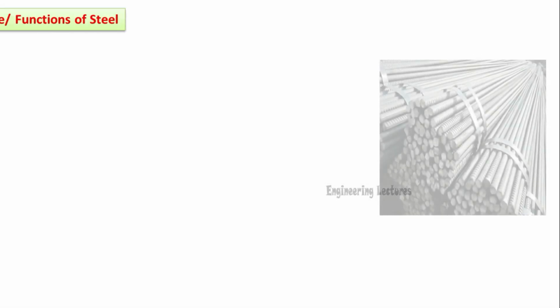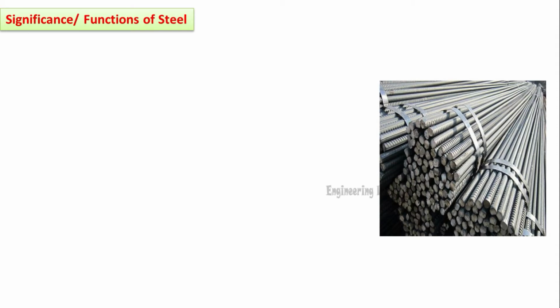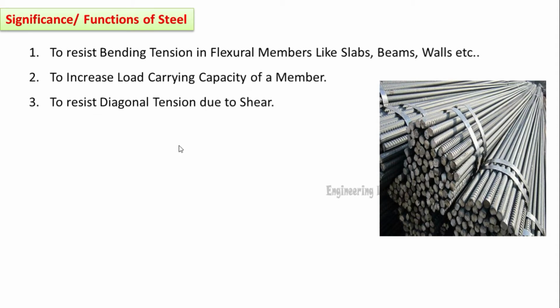Now let's see the significance or functions of steel. First, to resist the bending tension in flexural members like slabs, beams, walls, etc., we provide the reinforcement. Second is to increase the load carrying capacity of a member. Load carrying capacity can be increased by providing steel in the member. Next point is to resist the diagonal tension due to shear. In RC structures shear will be acting, so to prevent shear failures, we provide the reinforcement.